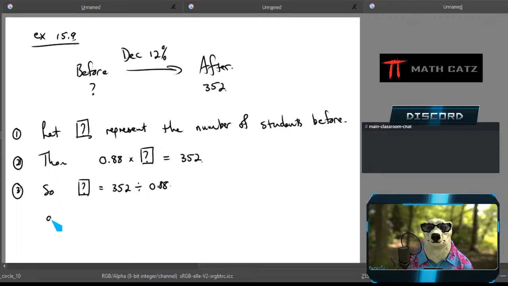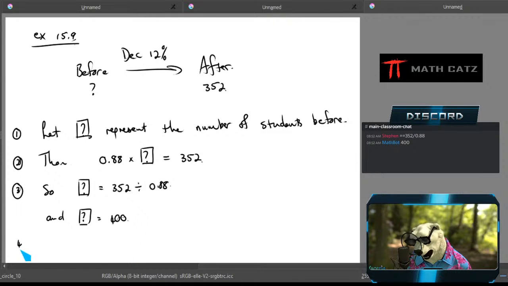which allows me to find the value of the missing number that I represented as a symbol. Let's see what it is. 352 divided by 0.88. And we get, oh, 400. Oh, that's very convenient. 400.